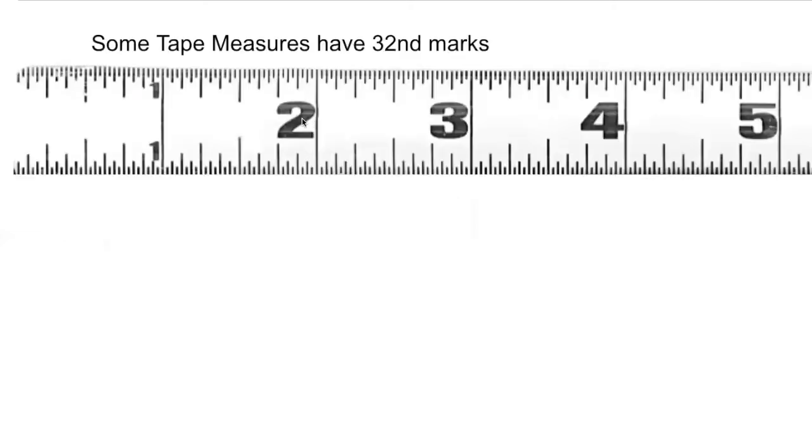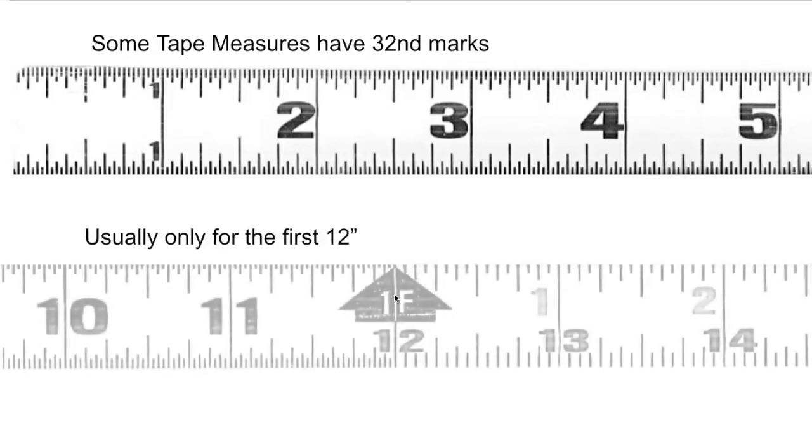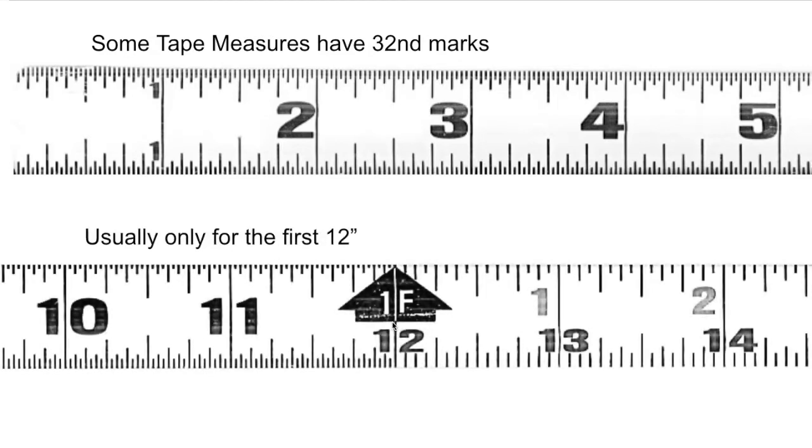So here's a different tape measure, and this tape measure actually has 32nd marks. That means if we were to count over each one of these ticks, we would count 32 between 1 inch and 2 inch, or 2 inch and 3 inch. Now, those tape measures that typically have the 32nd marks usually only last for about the first foot, or 12 inches. And you can see here on the left side of this tape measure, you can see the 32nd marks. And on the right side of the tape measure, you can see the 16th marks.